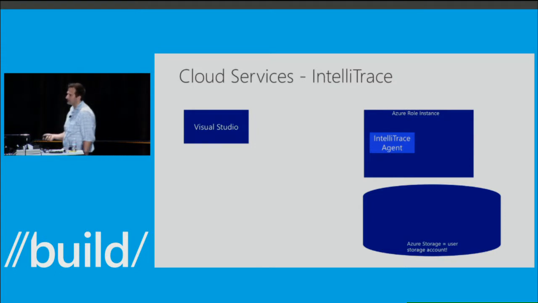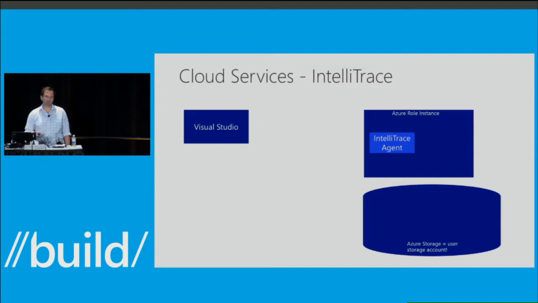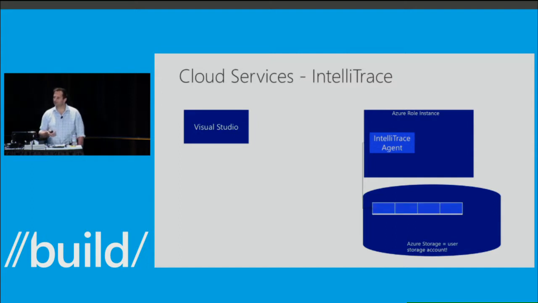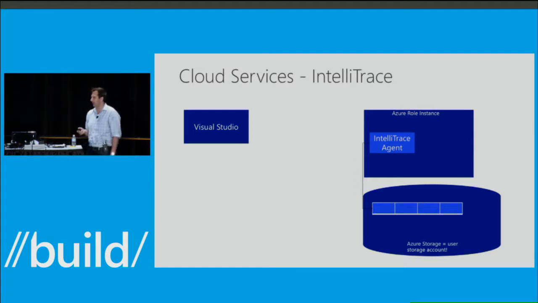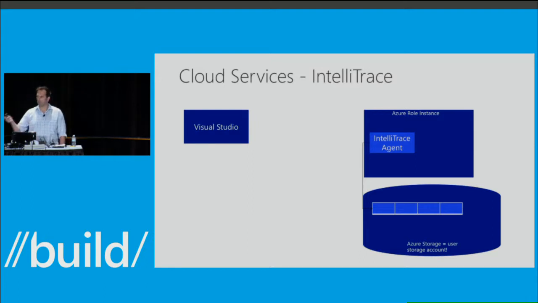So once that thing is installed and your role is up and running, the IntelliTrace agent goes in there and creates an agent queue in Azure Storage. Okay? And the agent queue is used by the IntelliTrace agent to ask, hey, do I have a request from Visual Studio? So it's polling the queue, and it's polling the queue every second.